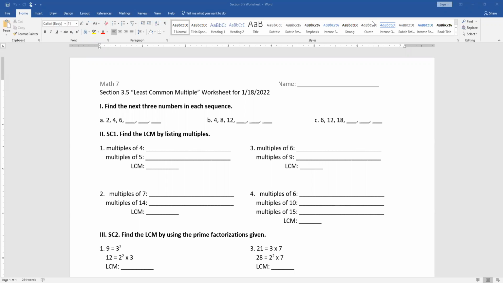We are going to begin section 3.5, least common multiple. I'm going to start with the worksheet so we can do our lesson opener. And I'll cover a couple of definitions and then we'll move into the PowerPoint.